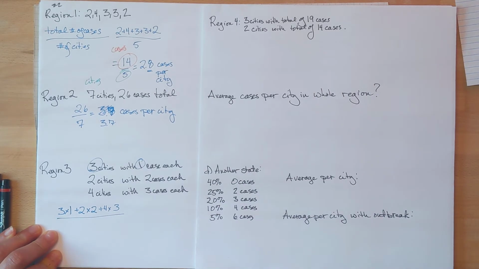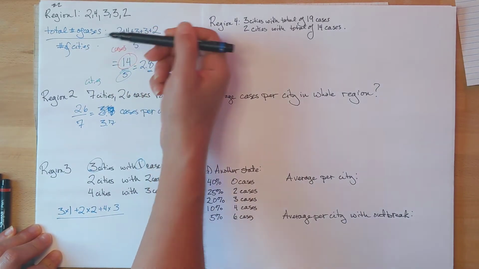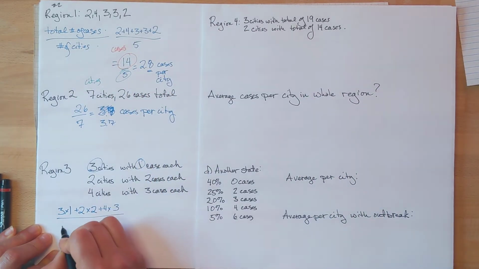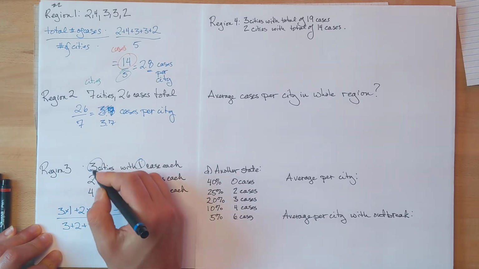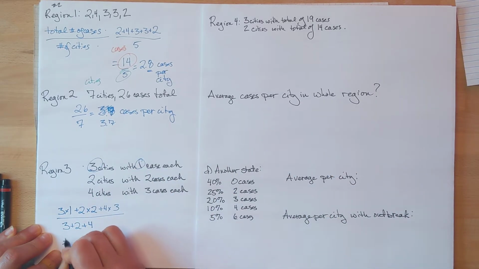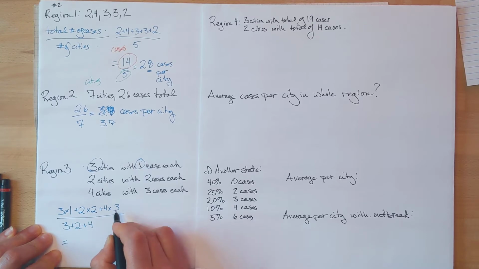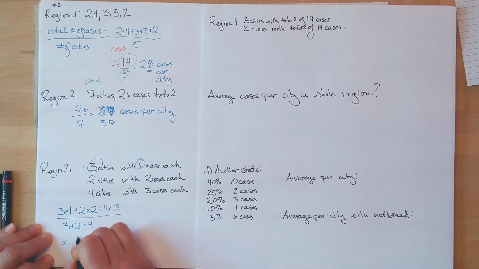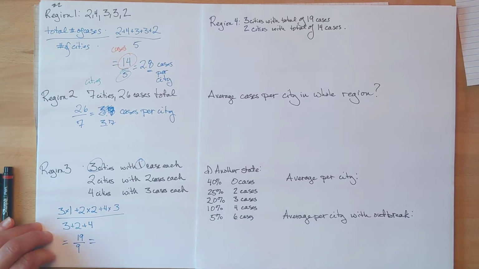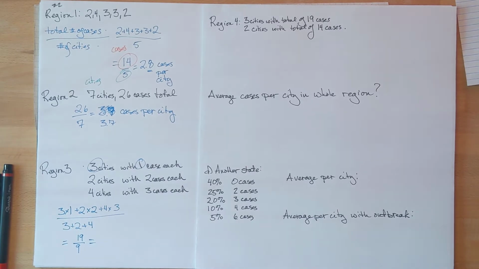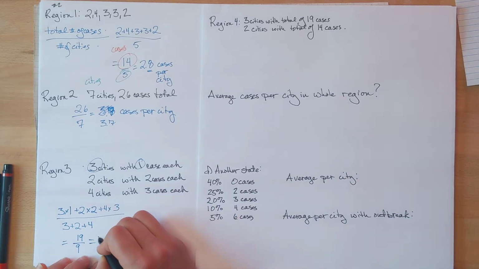Now, how many cities do I have represented? And here's where it's really helpful to remember exactly what you're trying to calculate. The number of cities is 3 plus 2 plus 4, so there are 9 cities here, and I'm looking at a total of 3 plus 4 plus 12, or 19 cases over 9 cities, and that gives me an average of 2.1 cases per city.